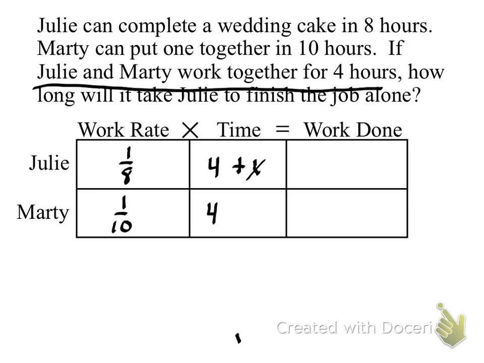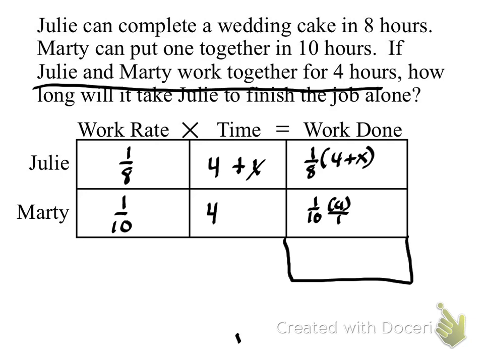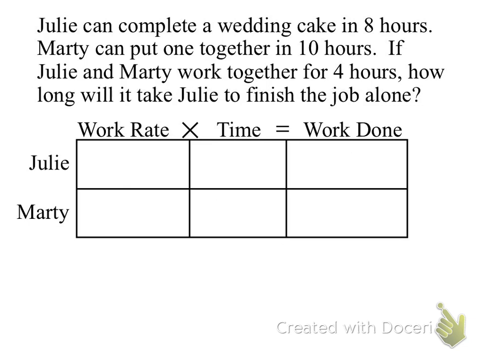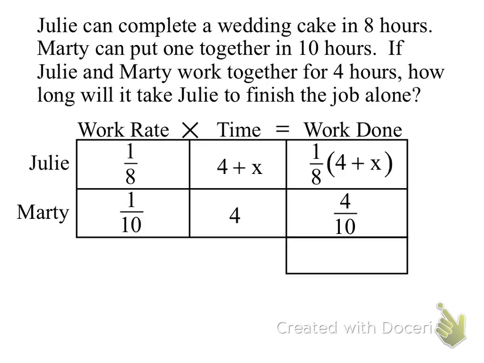Right. Okay. So now we just multiply across. 1/8 times 4 plus X. 1/10 times 4, right, over 1. And what am I putting down here, David? 1 complete job. You guys with me? Let's hope that that's what it says. Yep. Okay. Now, you could have simplified that first.